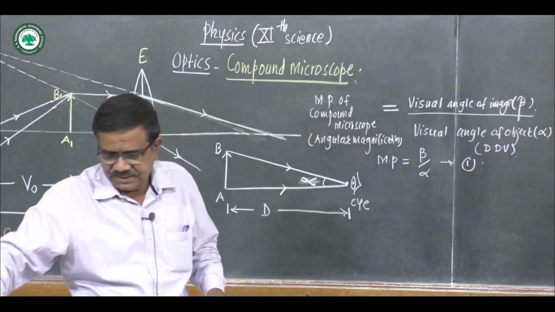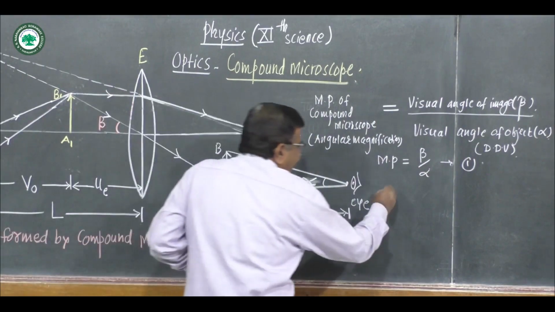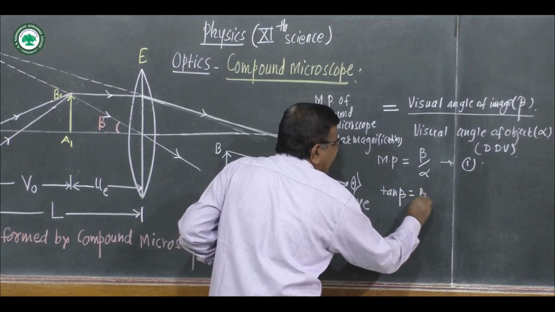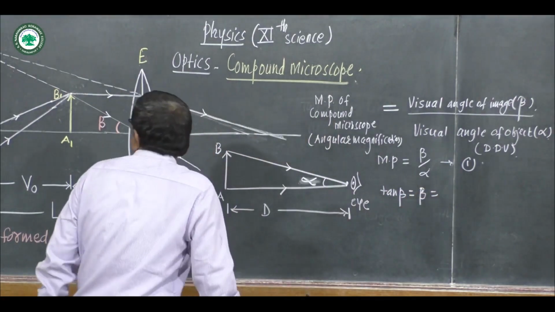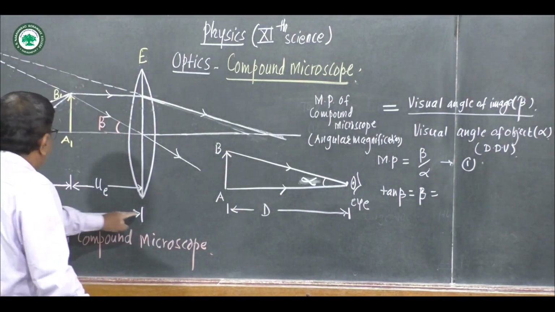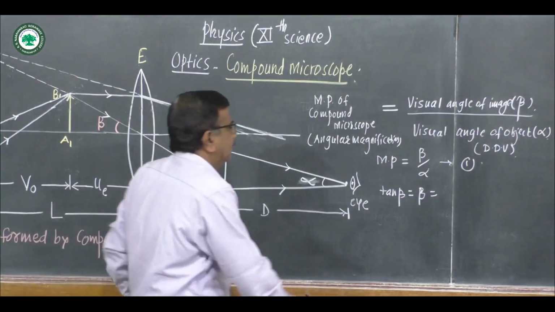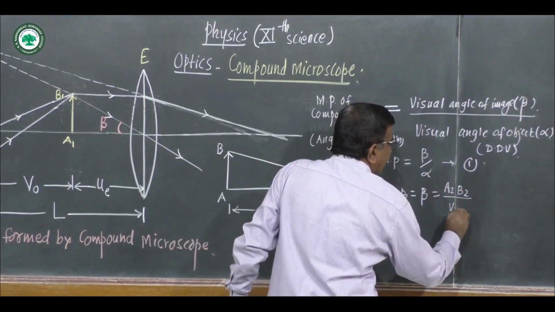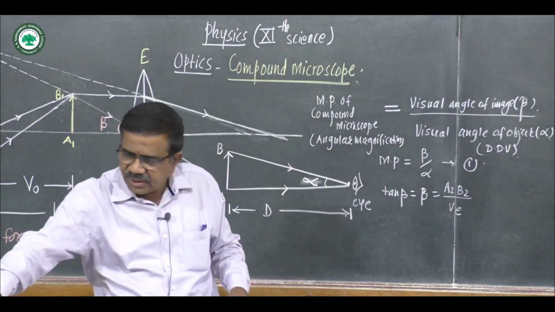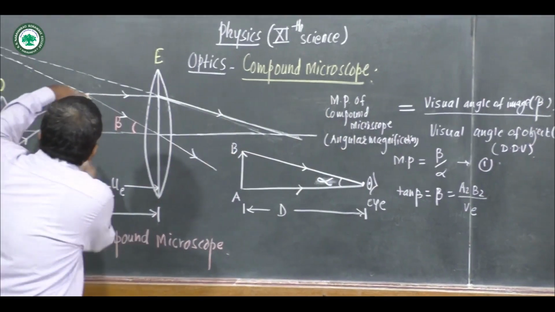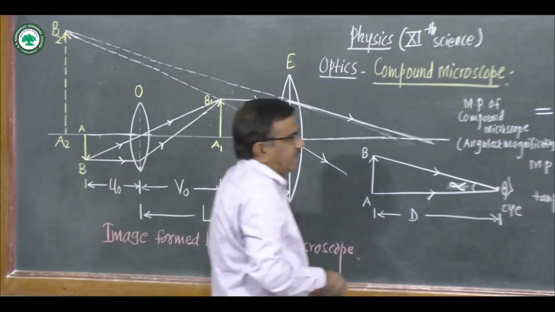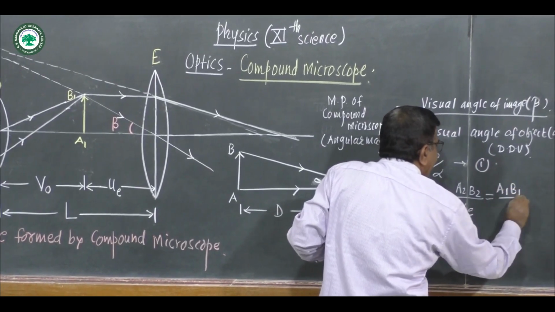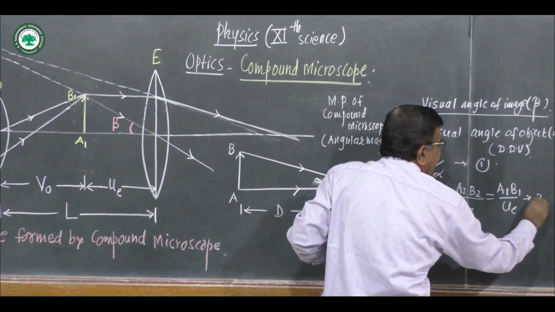But from the figure, tan beta, we write it as only beta if angles are small. This tan beta is A2B2 upon VE, that is the image distance for the eyepiece, or it is also equal to A1B1 upon UE. Suppose this is our equation number 2.